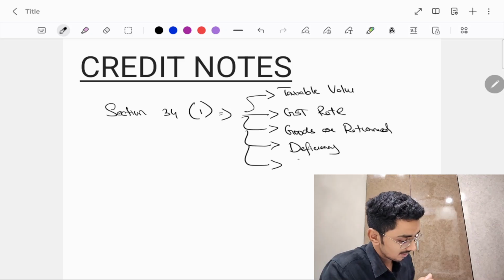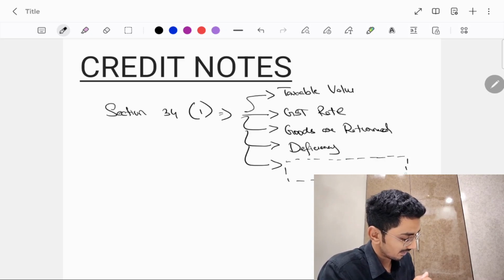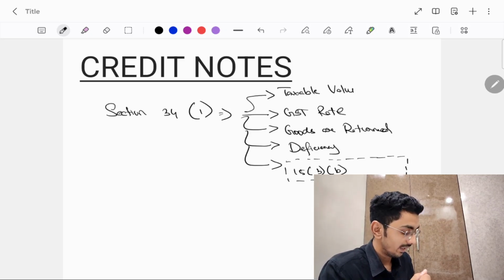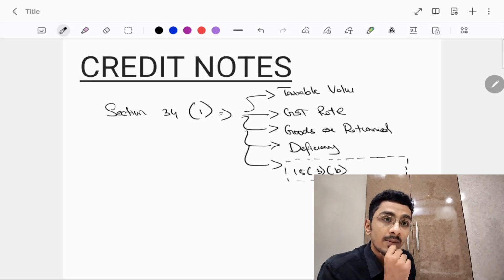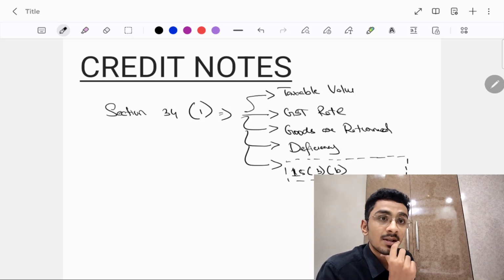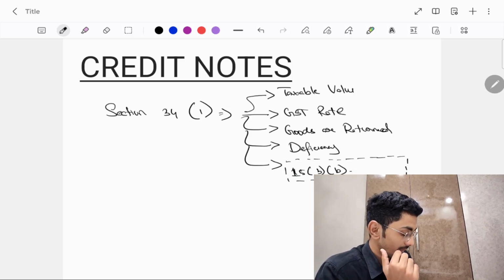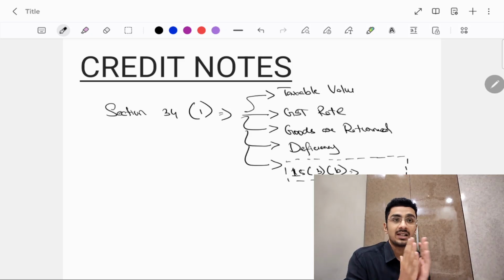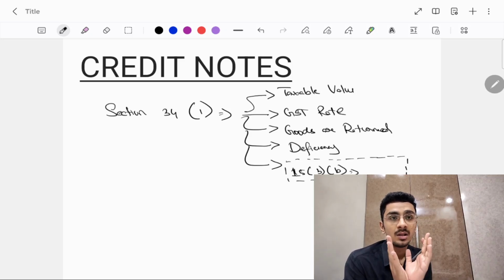And the last, which was very recently added after the Finance Act 2026 changes, is for post supply discounts, which have been raised under section 15, subsection 3B. Now, these are the 5 categories for which you can raise a credit note.